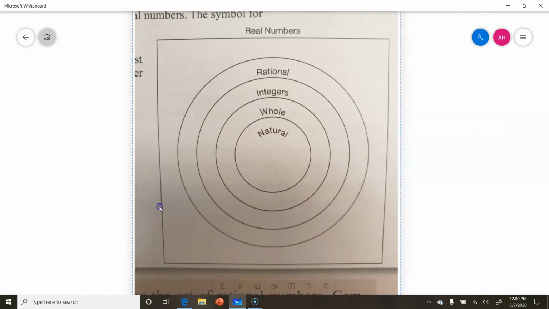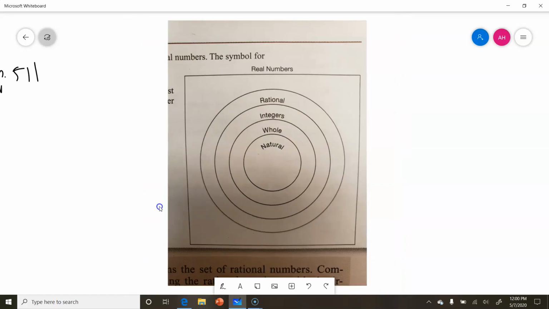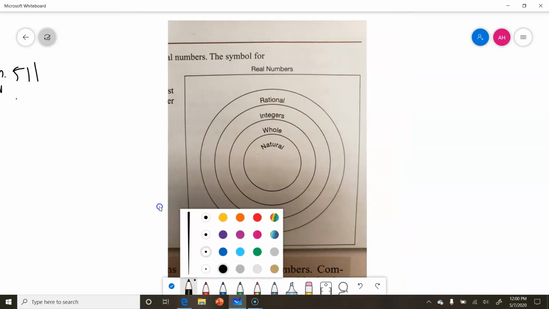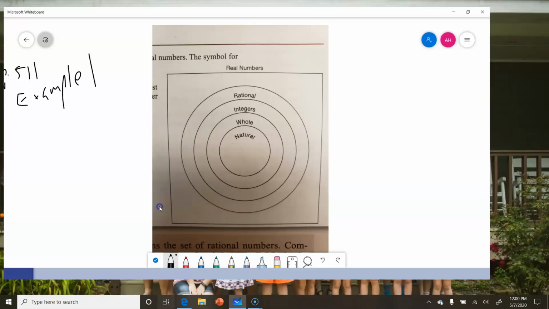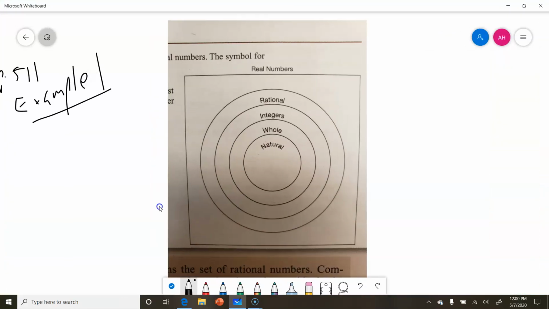Make it a little bigger this time. Here we go. Okay, so look at example 1. It says place the square root of 13. So again, square root of 13 is going to be out here.